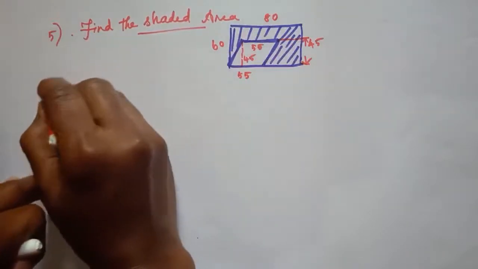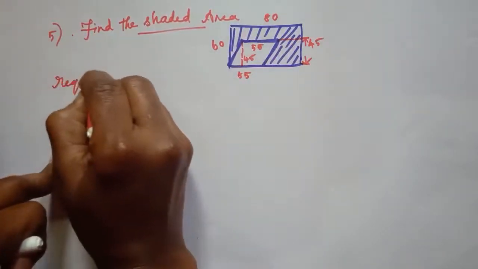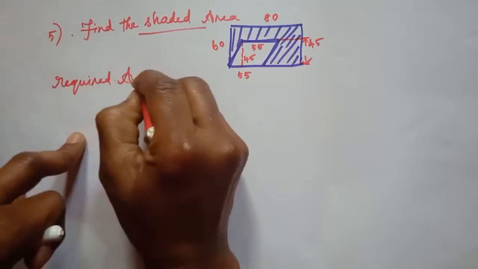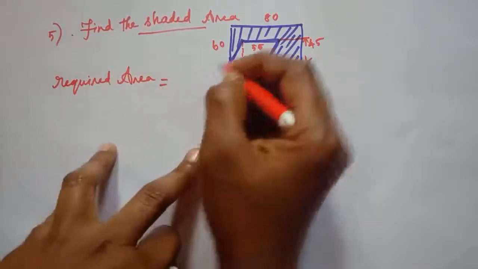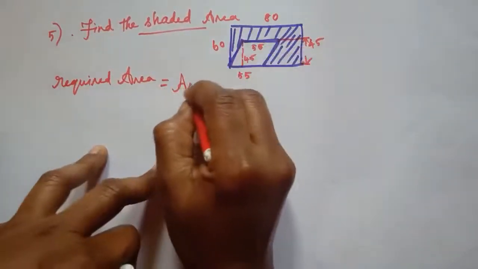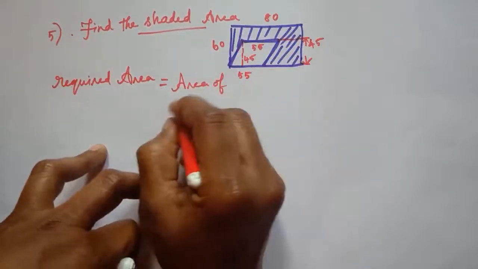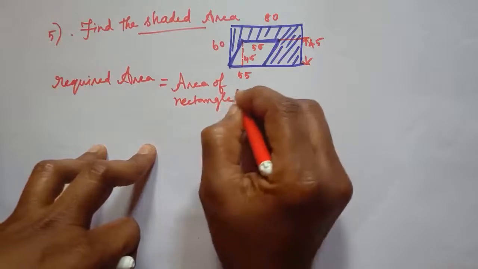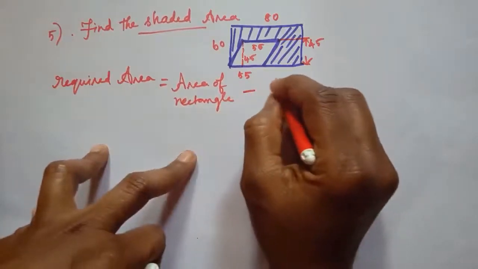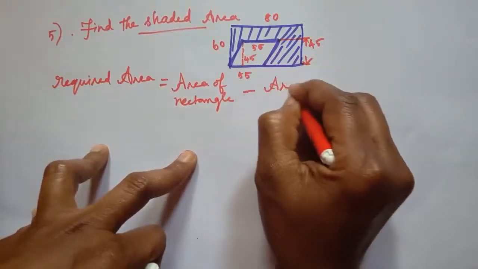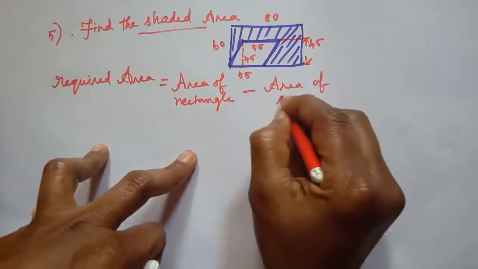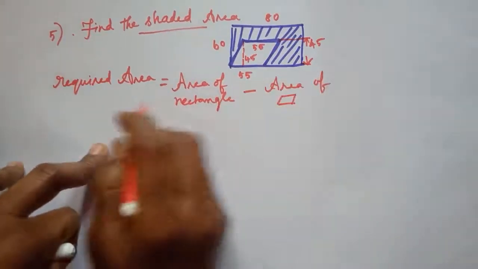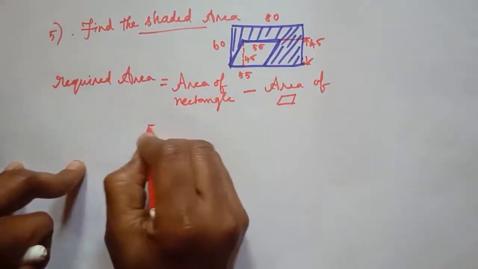Listen, students. First, required area is equal to area of rectangle minus area of parallelogram. Is it clear? Now what is the area of the rectangle?